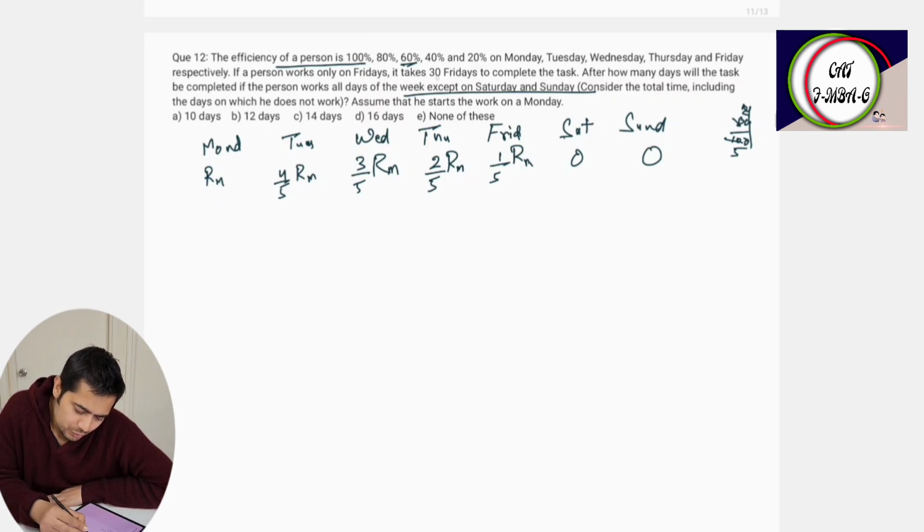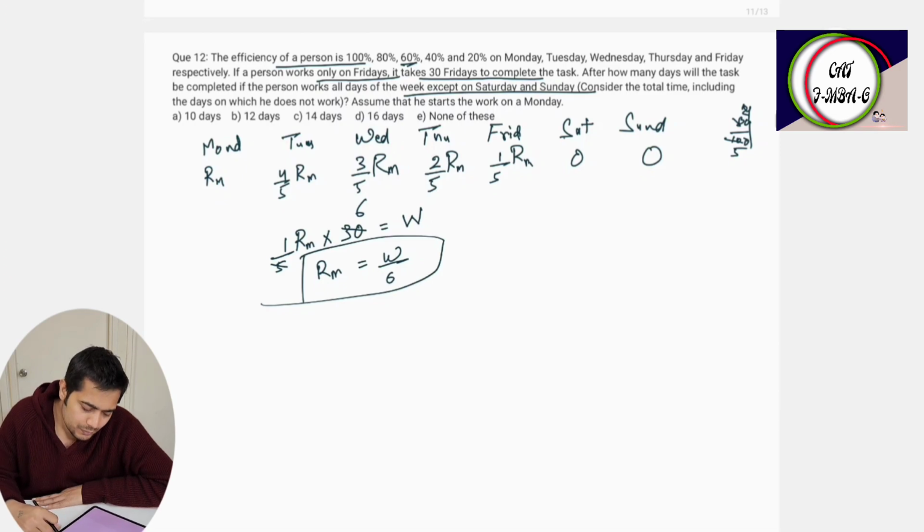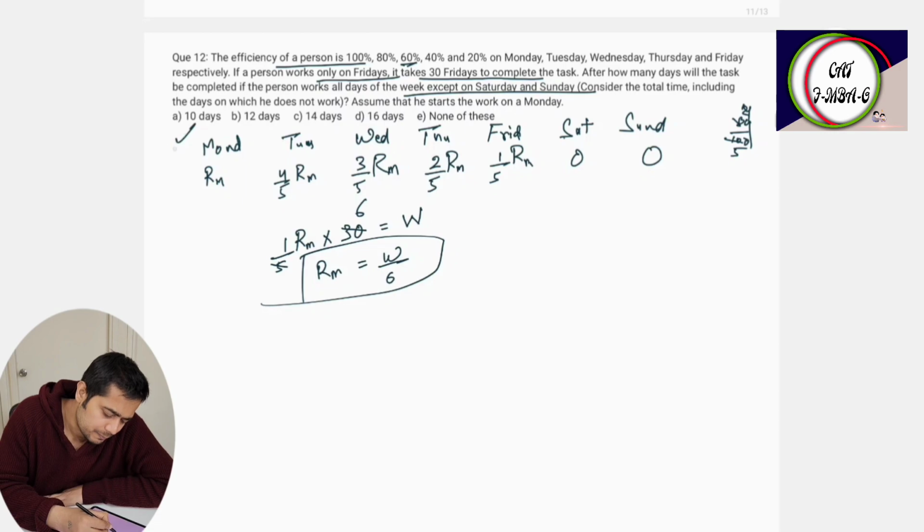Now if he works only on Fridays, it takes 30 Fridays to complete the task. So on Fridays efficiency RM into 30 is equal to total work, so RM is equal to W by 6. Got it? Now we need to consider he starts from Monday.